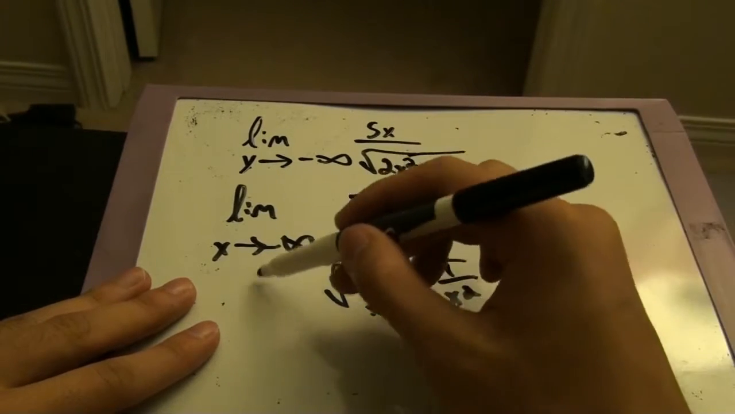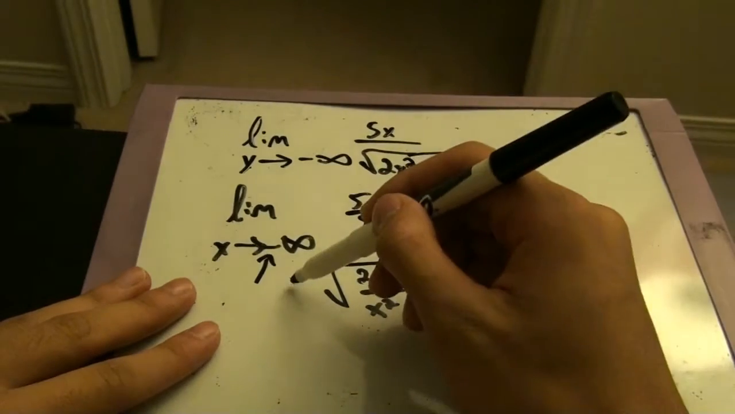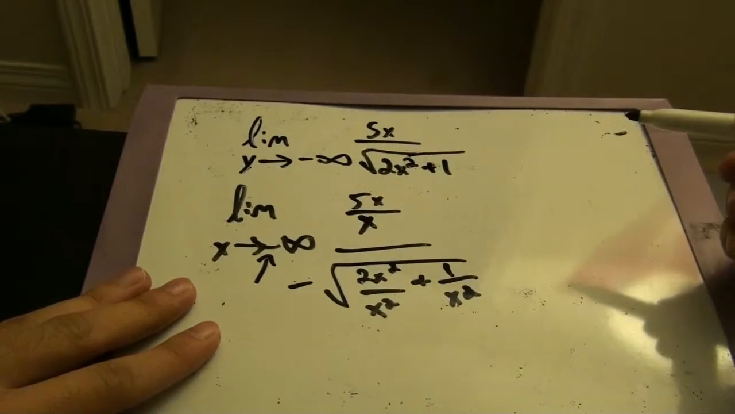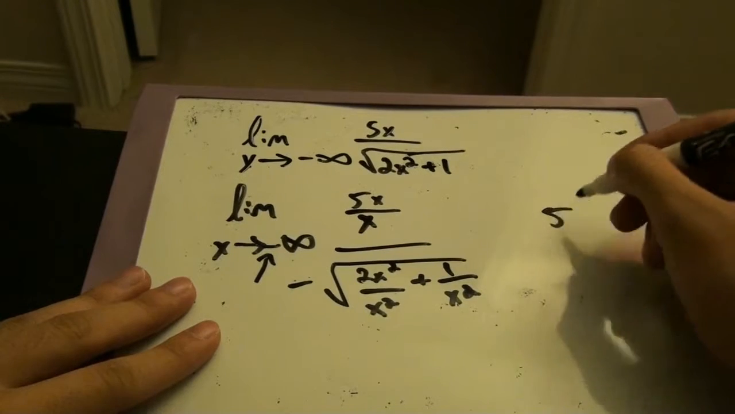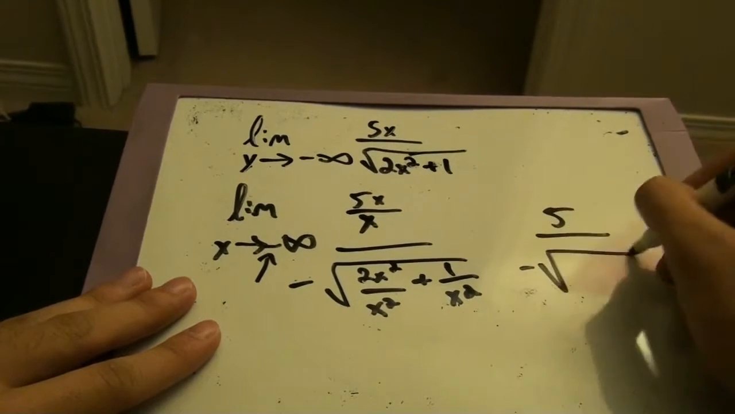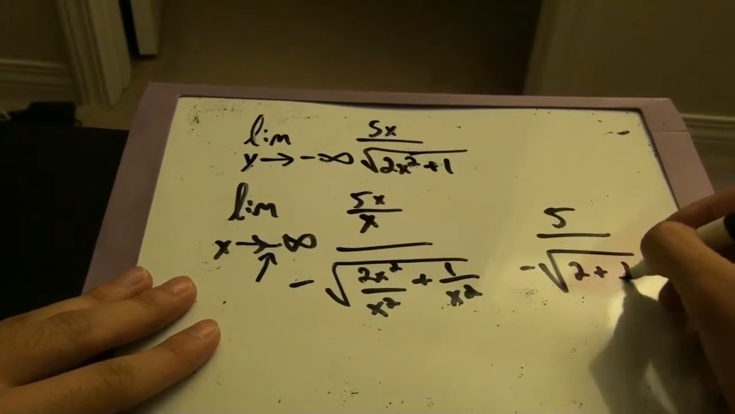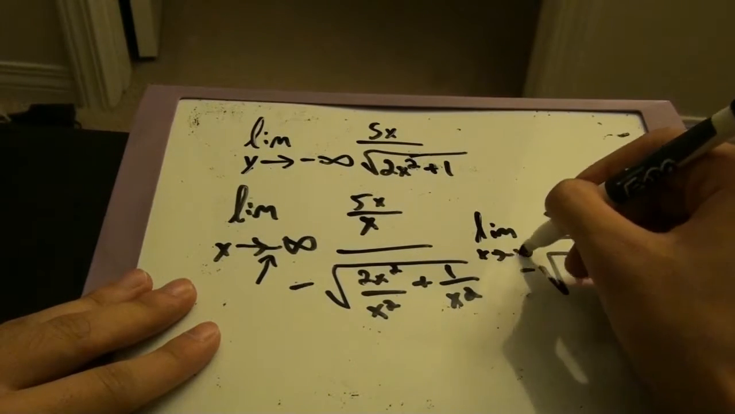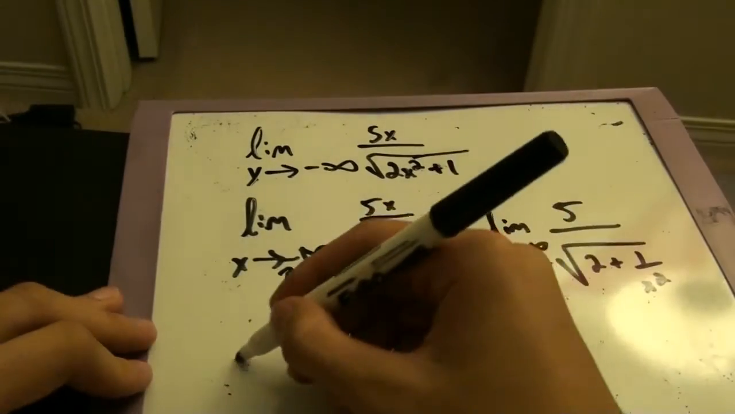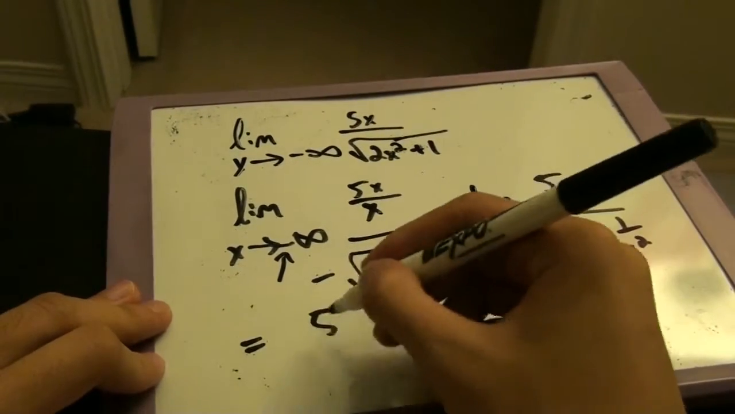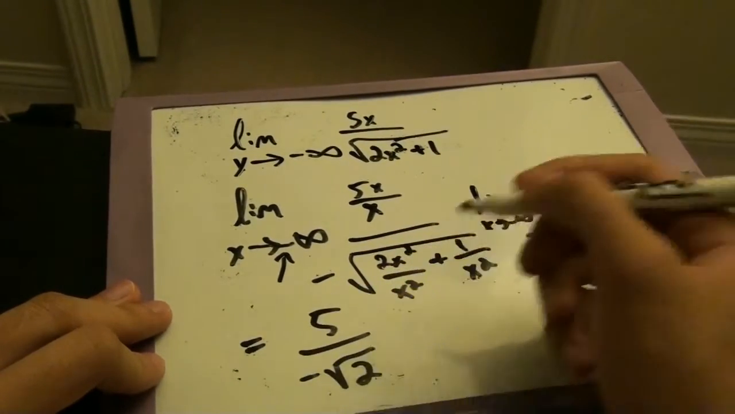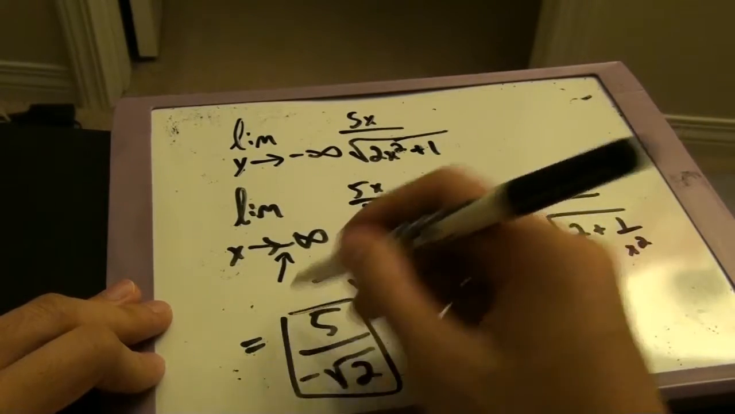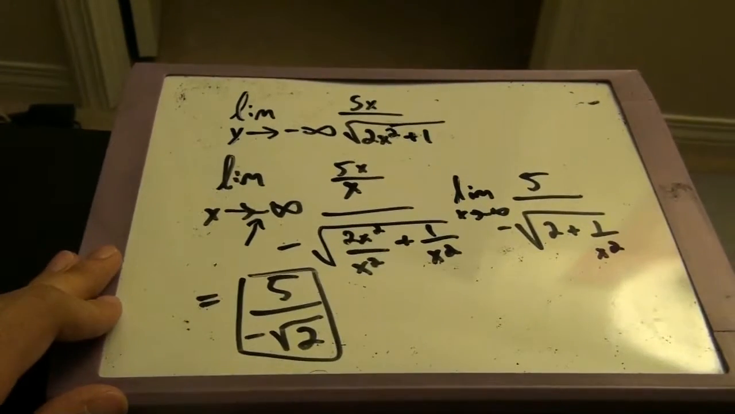And now, since this is negative infinity, we're going to have to add a negative at the end. After we simplify, we'll get 5 over negative root 2 plus 1 over x squared as the limit as x approaches negative infinity. And then when we solve for this, we'll get 5 over negative root 2. And that is for when it approaches negative infinity.